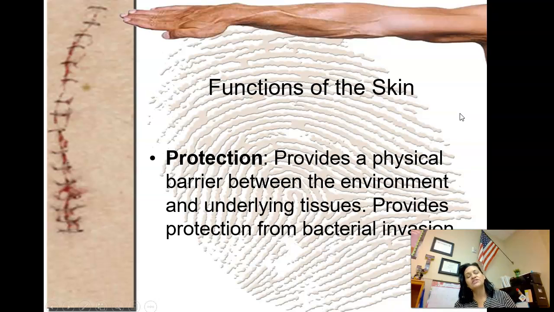Okay, here we are, the functions of the skin. There are 5 main functions of the skin. First one is protection. It provides a physical barrier between the environment and your underlying tissues. It provides protection from bacterial invasion. So protection from the outside world. Think of it as a shield between you and that outside world.